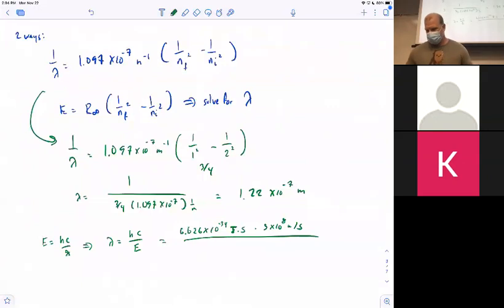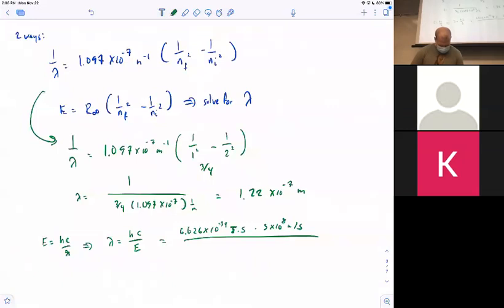I don't remember what it is. This is one constant I don't have memorized. It's like 10 to the minus 18 joules or something. Constant. That's 19.